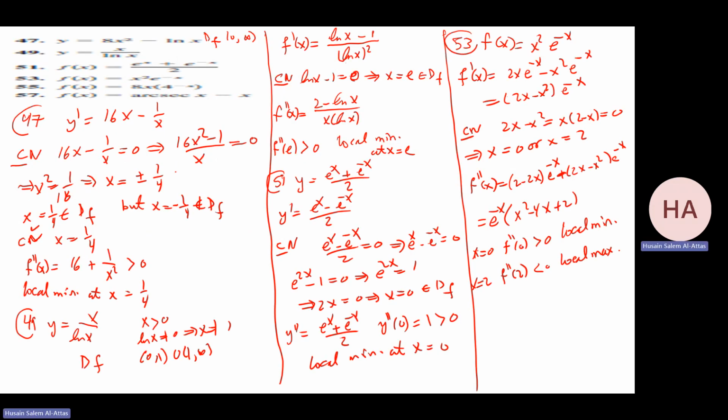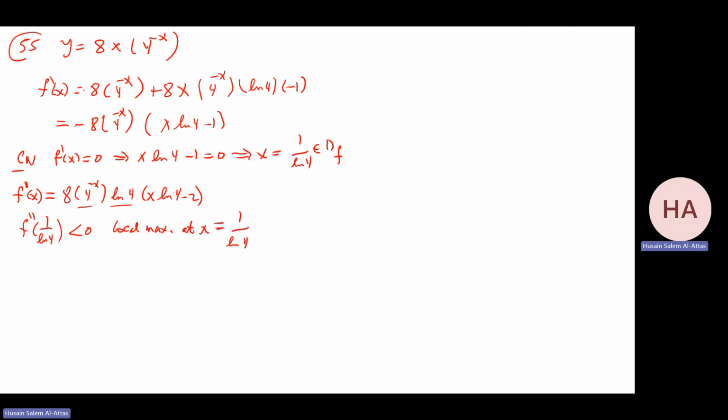Last one with this group, arc secant. We did not do any problem with arc secant. Let us do it. y equals arc secant x minus x. What will be f prime?